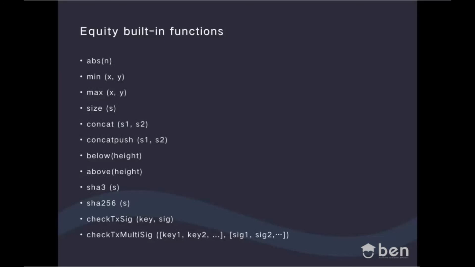Below a block height, say if it is reaching or below a block height, or above a block height, we can verify the condition. And there are SHA-256 hash of a string, and SHA-256 hash of a byte string. And check a transaction signature. That means using a public key to verify the transaction signature to see if it is correct and return a bool type. And check multiple signatures.